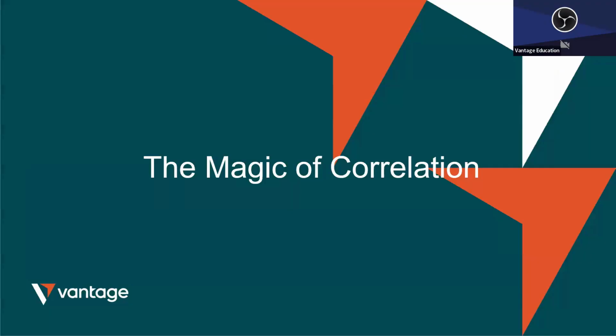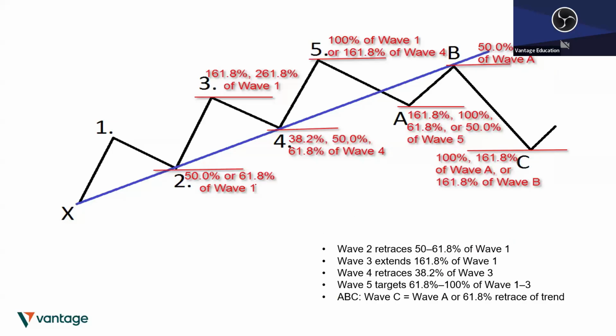Okay, so the magic of correlation. How are you going to use correlation? You're going to use it with the guidelines. So right now, you see the 5 wave counts, right? You see the 5 wave counts, and you just don't know if you are on the correct wave count. How do you know if you are on the correct wave count? To get better confirmation, you pull out the guidelines.